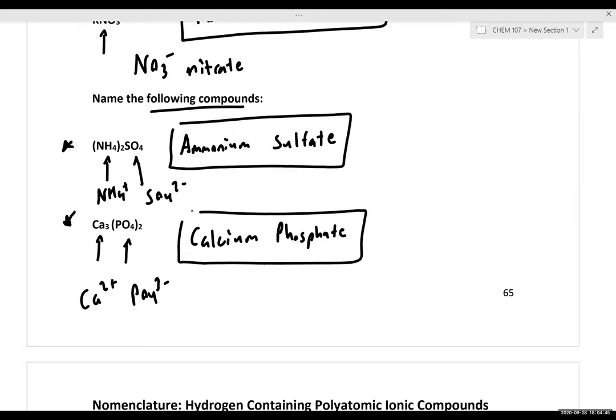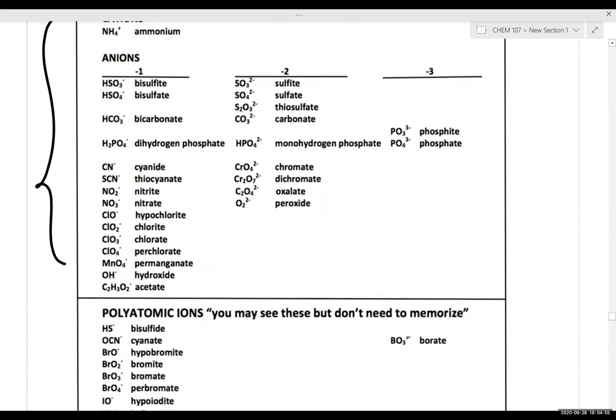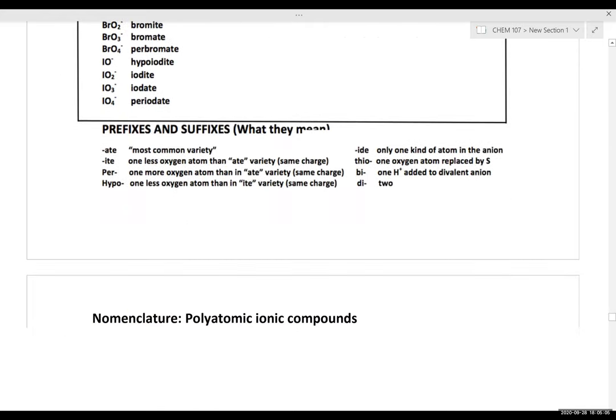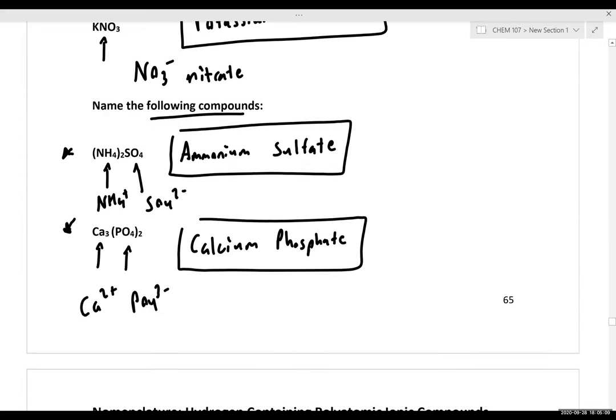Professor, quick question. On the polyatomic ions, is NH4 on there? Because I don't see it. Ah, yes, it is. Ammonium is right here. It's a cation, so it's under the cation. Oh, on the top. Yep. Okay, all right. Does that make sense? Yes, thank you. Sorry. No problem at all. So, any other questions before we move on now?